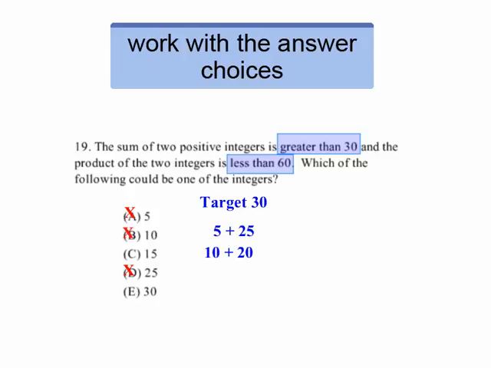And if we look at 15, 15 plus 15 equals 30, but 15 times 15 is way past 60. But if we look at 30, 30 plus 1 would be greater than 30, it would be 31. And 30 times 1 is 30, which is less than 60. So see, working off the answer choices helps out.